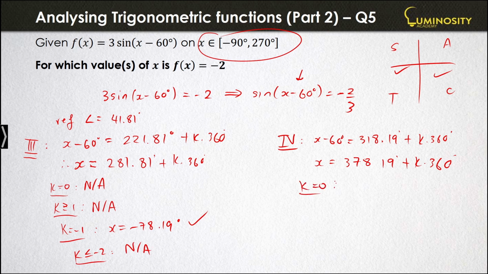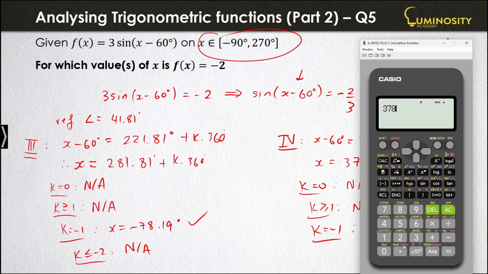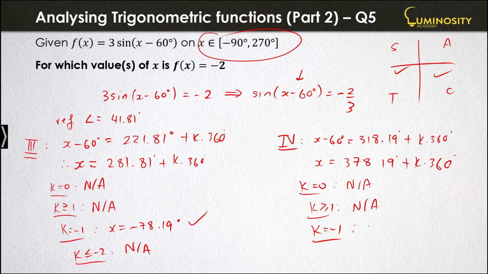Same thing over here. If I put k equals 0, then I get a not applicable solution, because I get 378. Anything bigger than or equal to 1 is also not applicable for k. But if I choose negative 1 now, let's see, 378.19 minus 1 amount of 360, and I get 18.19 degrees. And that is within the domain. And then anything less than or equal to negative 2 is going to go outside that given domain.